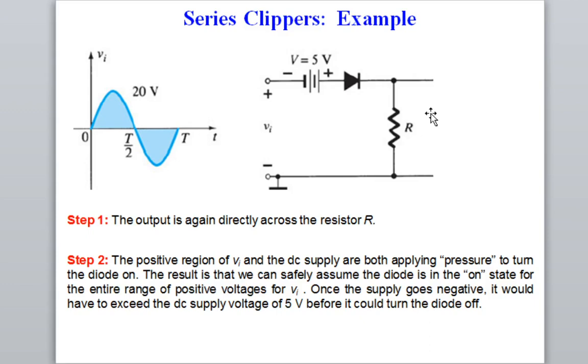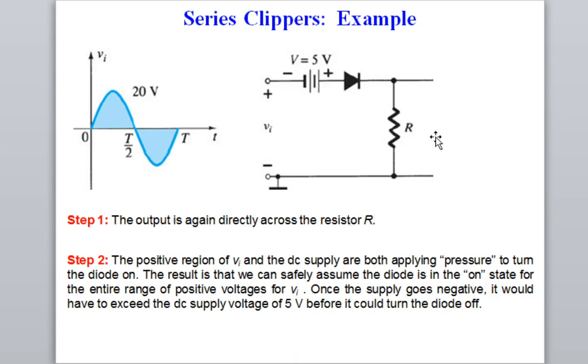For this circuit, as I have explained, there are 4 steps: step 1, step 2, step 3, step 4. So first follow step 1. What was step 1? You just have to note down where you have to determine the output voltage. If you see this circuit, you have to find the output voltage across the load resistance R. The output is directly across the load resistance R.